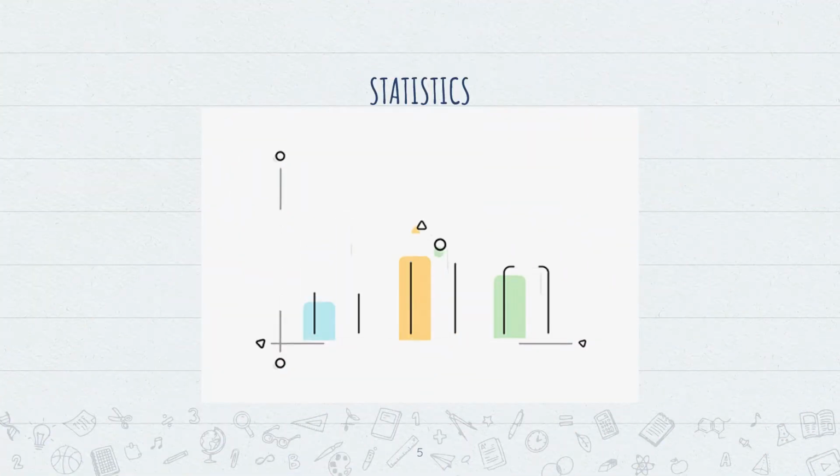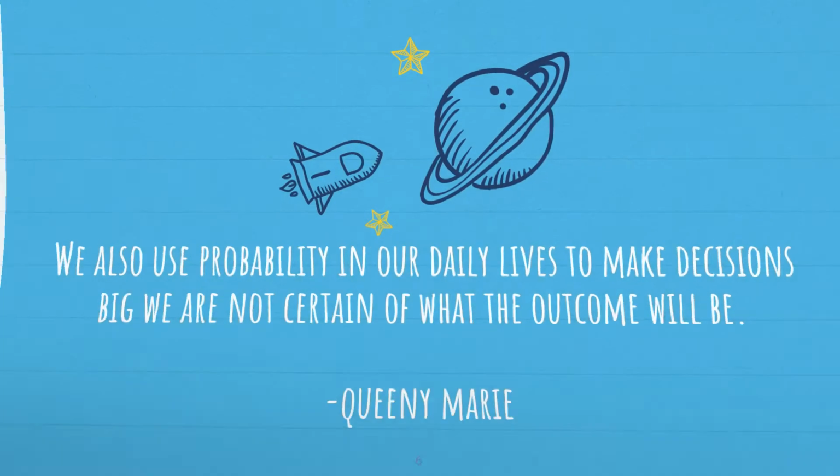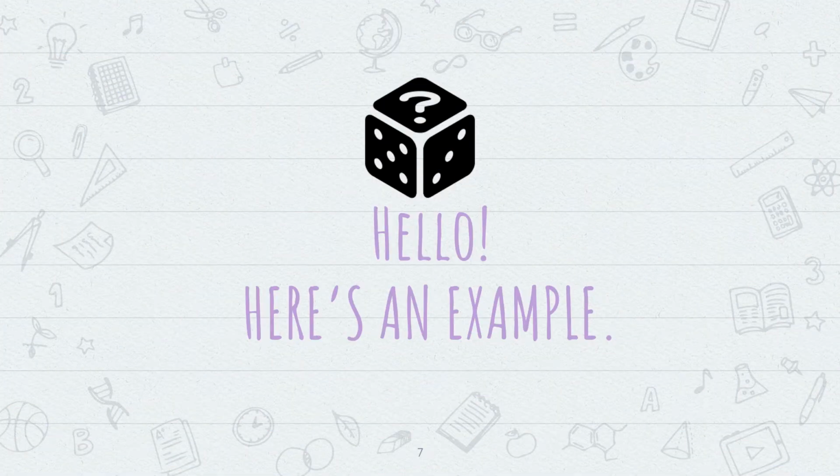The analysis of events governed by probability is called statistics. We also use probability in our daily lives to make decisions if we are not certain of what the outcome will be. Here's an example.